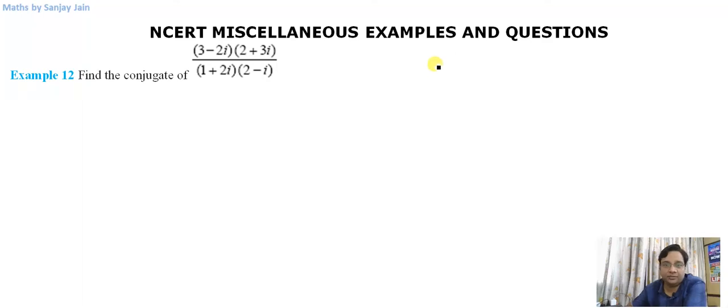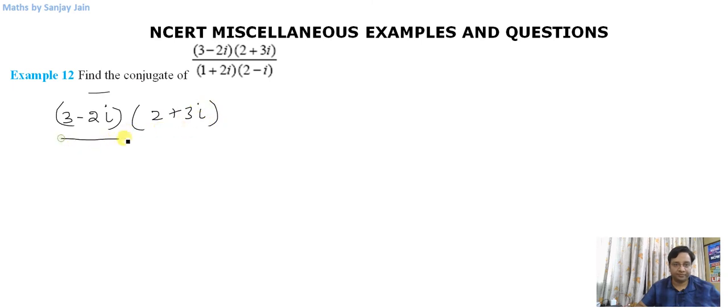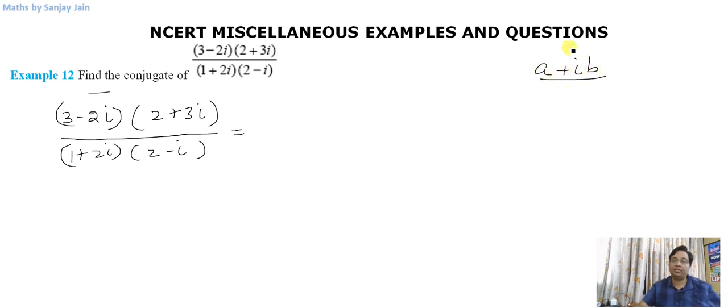Let us solve these questions from the NCERT miscellaneous exercise of complex numbers. Now, find the conjugate of the expression I am given here: (3 minus 2 iota)(2 plus 3 iota) divided by (1 plus 2 iota)(2 minus iota). First thing I'll do is bring it into a plus iota b form, and then to write its conjugate I'll change the sign of the imaginary part, right?